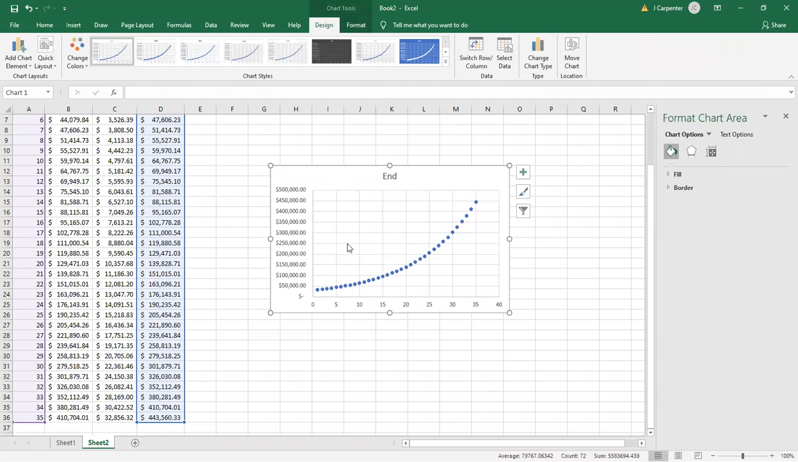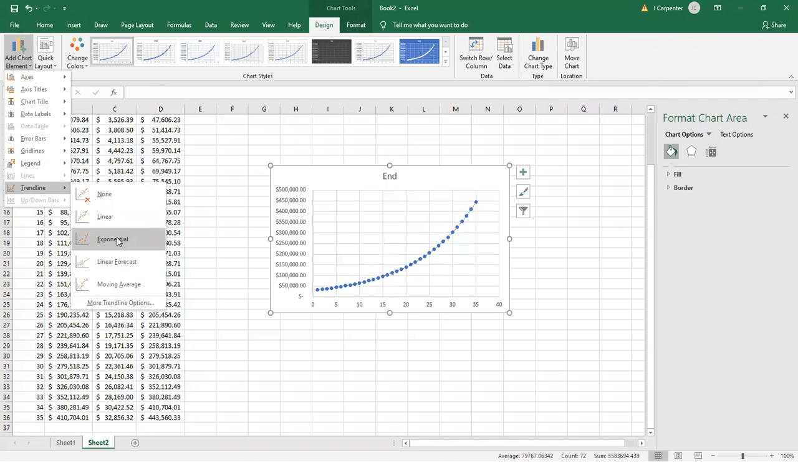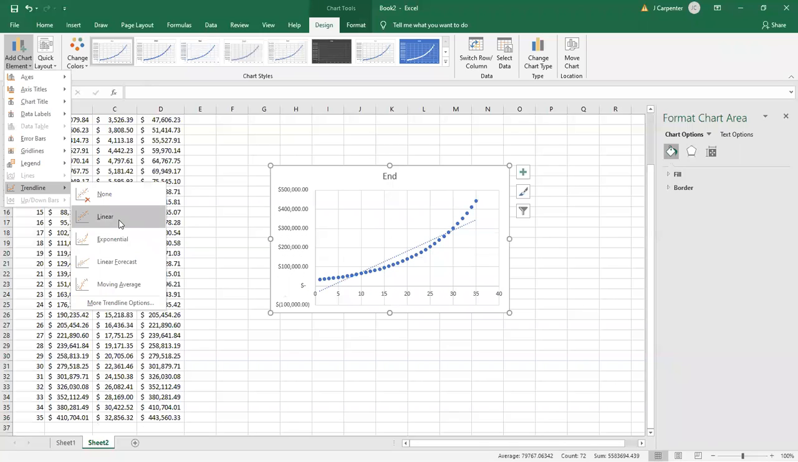You can even insert a trend into this. So remember, we go to add chart element, trend line. If you do a linear, look at how bad of an approximation that is. That's really not good at all. Oh, but look at the one that says underneath it, exponential. Wow, I can barely even see the model.